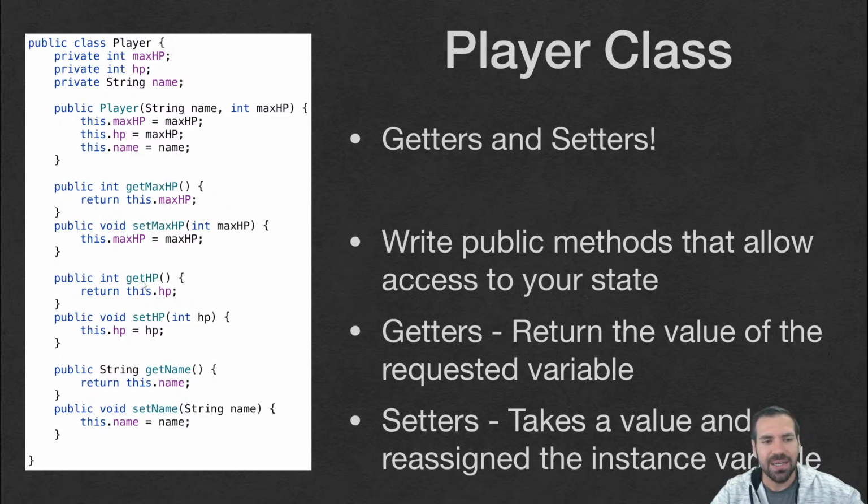So that's getters and setters, and a getter and setter for each instance variable. So get HP, set HP, get name, set name, get max HP, set max HP. All of these are going to be public, of course. So this is how code from outside of our class is going to interact with our instance variables. Now the graphics engine, the combat engine, all those other portions of our code can access these variables and modify these variables.